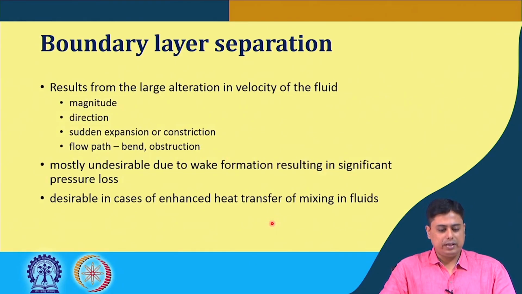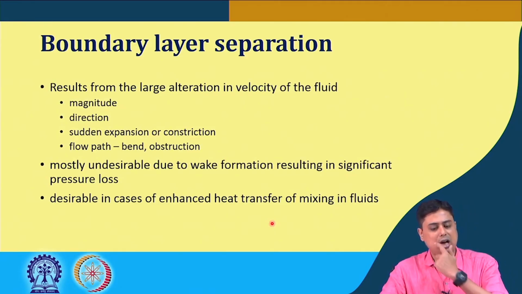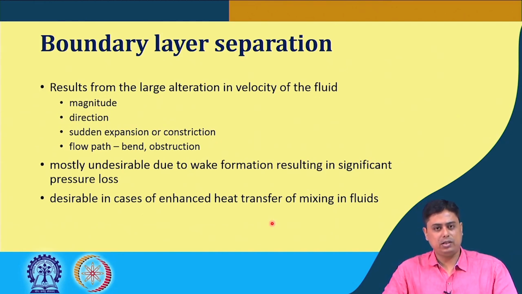So, this boundary layer separation can result from a large alteration of the velocity in the fluid, and that can occur by a change in magnitude of the flow field or a change in direction of the flow field. It can happen due to sudden expansion or constriction of the flow path, as well as the flow path being tweaked by a bend, obstruction or something like that.